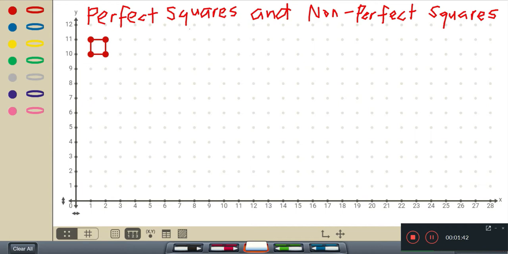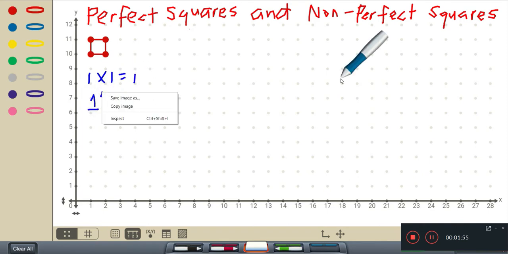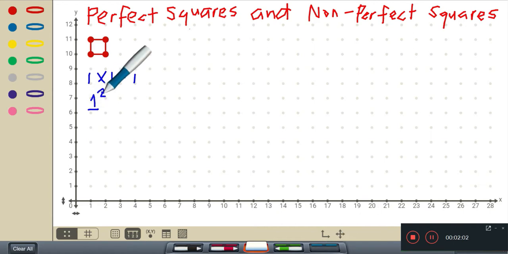If I find the area for this, that will be equal to what? 1 times 1 equals what? 1. So 1 squared, because you multiplied 1 by itself twice. So 1 squared is equal to 1, right? Whenever you multiply 1 by itself, you get just 1.